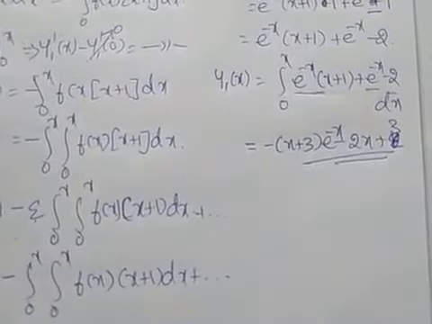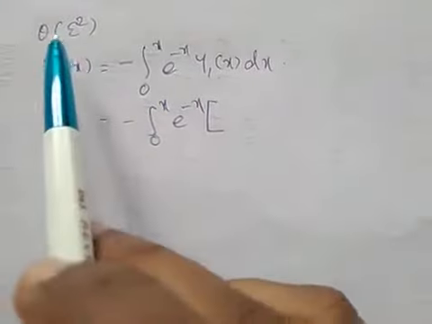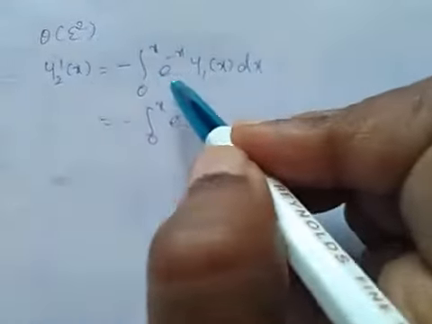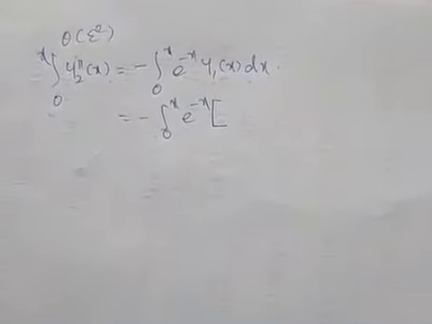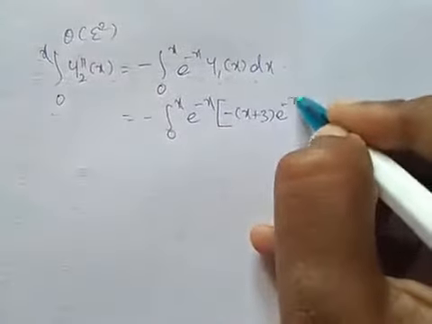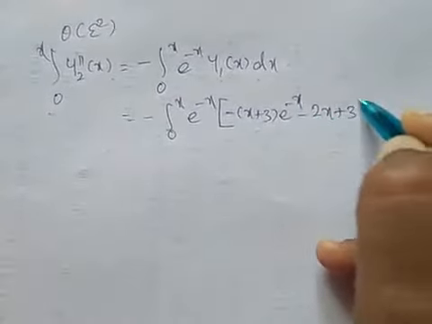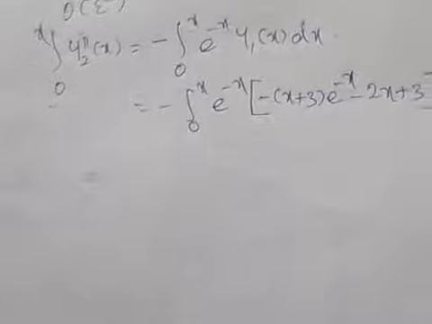Now we are going to equate the coefficient of epsilon power 2. So when we equate the coefficient of epsilon power 2, we will get y2 double dash of x is equal to e power minus x y1 of x. So when we integrate this, I am going to integrate on both sides. So what is our y1 of x? We have got y1 of x as minus (x plus 3) e power minus x minus 2x plus 3. Now this also we have to integrate twice to find the value of y2.